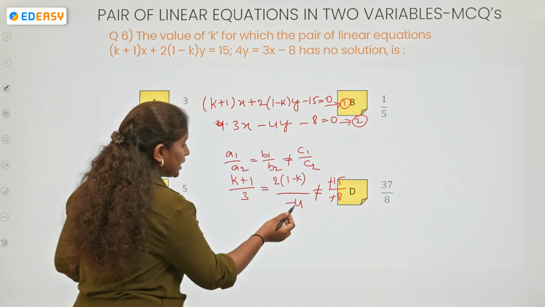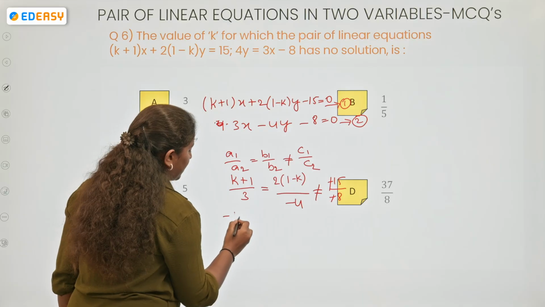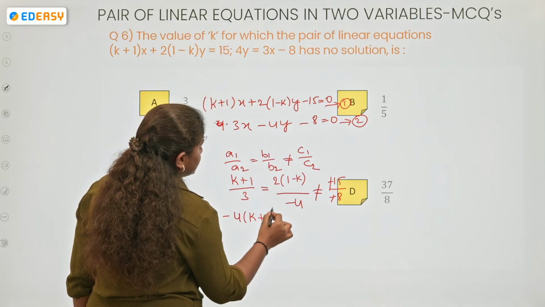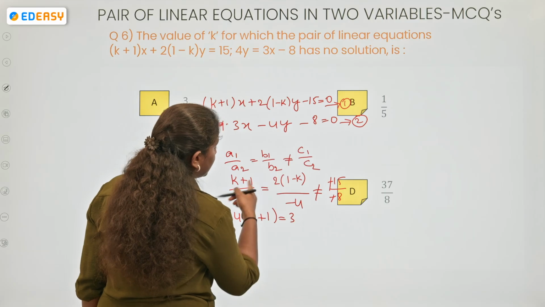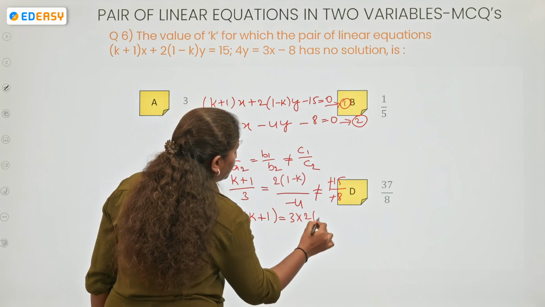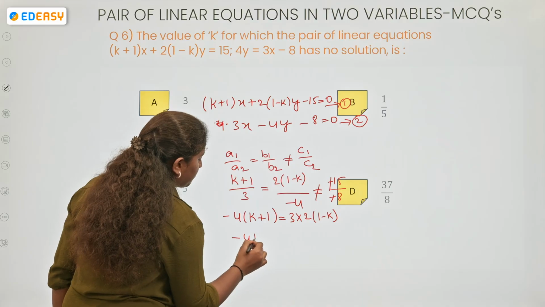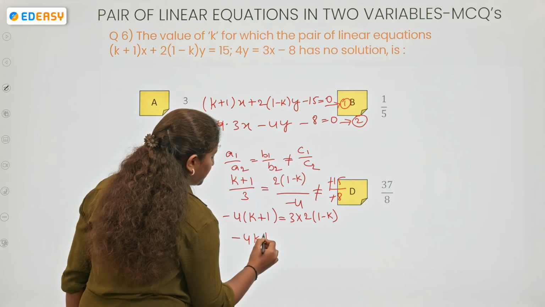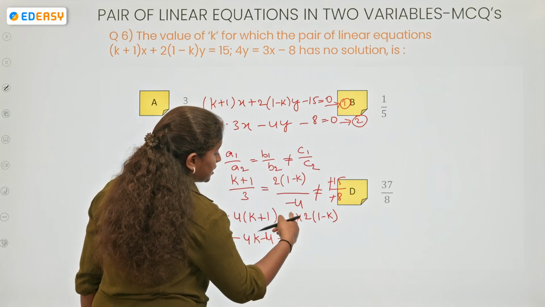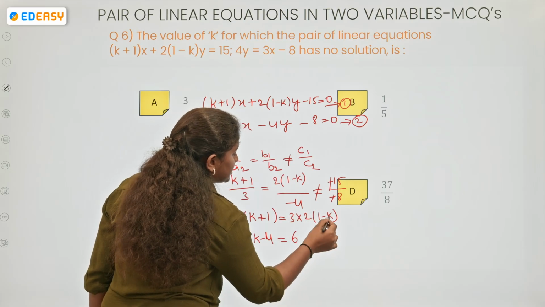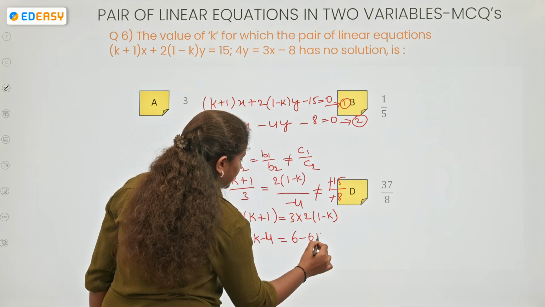Now, let's cross multiply them. Minus 4 into k plus 1 equals to 3 into 2 into 1 minus k. Now, minus 4 into k, minus 4k, minus 4 into 1, minus 4, which is equals to 3 2s are 6. 6 into 1, 6, and 6 into minus k, minus 6k.